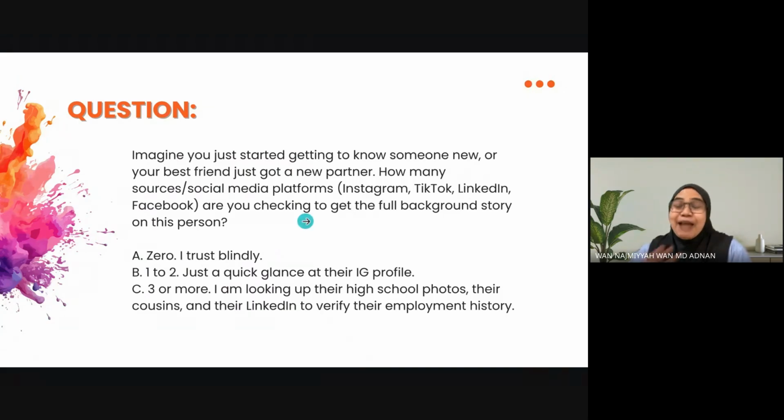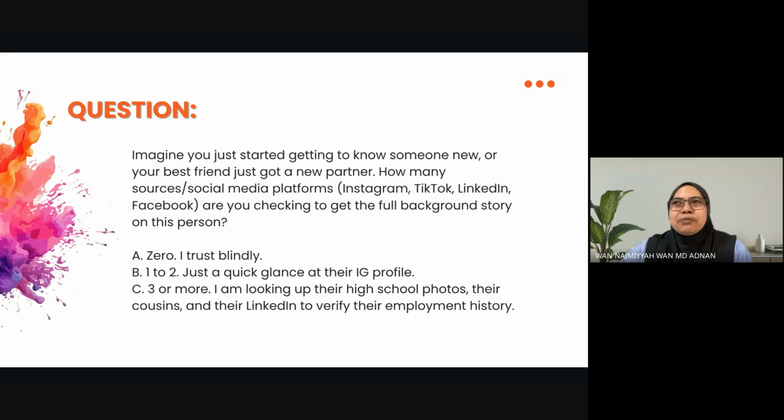Okay, very good. We're not doing any stalking today, but it's almost something like that. Literature review is almost like stalking someone on social media. I would say it like that. Why? Because literature review is like doing C, like your answer C. You are checking to get the full background story of this person, right?